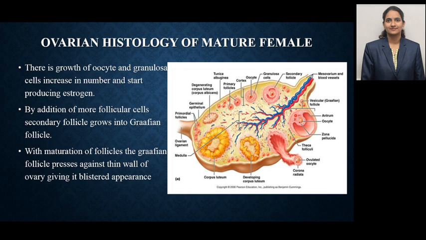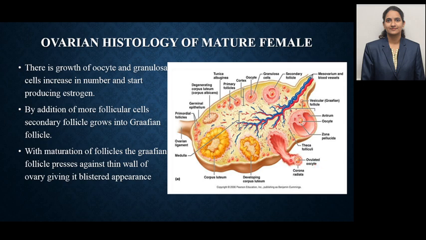With maturation of follicles, the Graafian follicle presses against the thin wall of the ovary. See, this is the wall of the ovary, and this Graafian follicle presses towards the wall, which gives the ovary a blistered appearance, and then rupture of the follicle takes place, resulting in ovulation, the release of the ovulated oocyte.